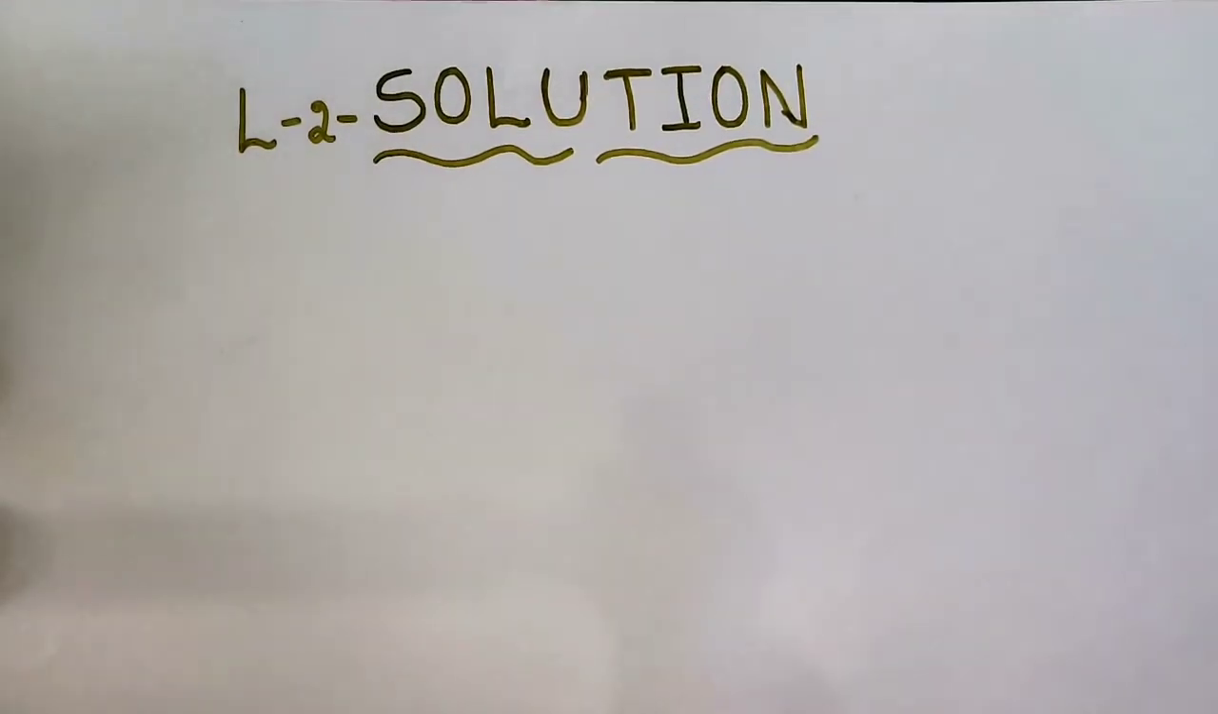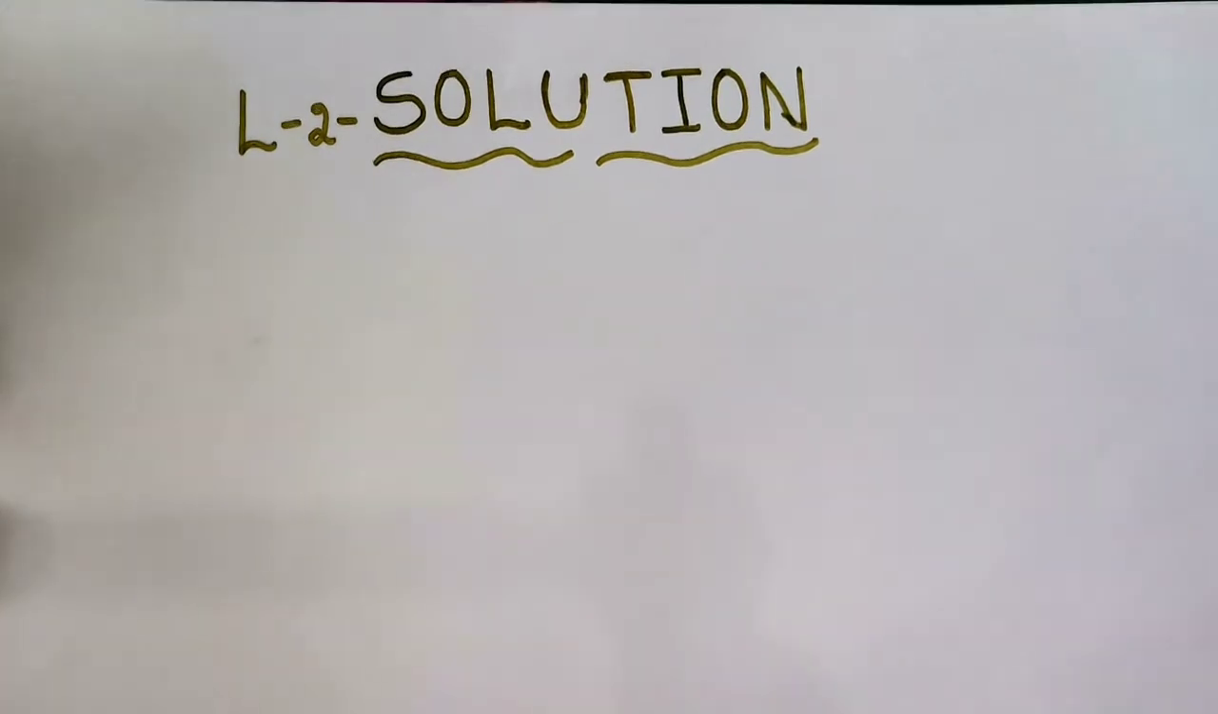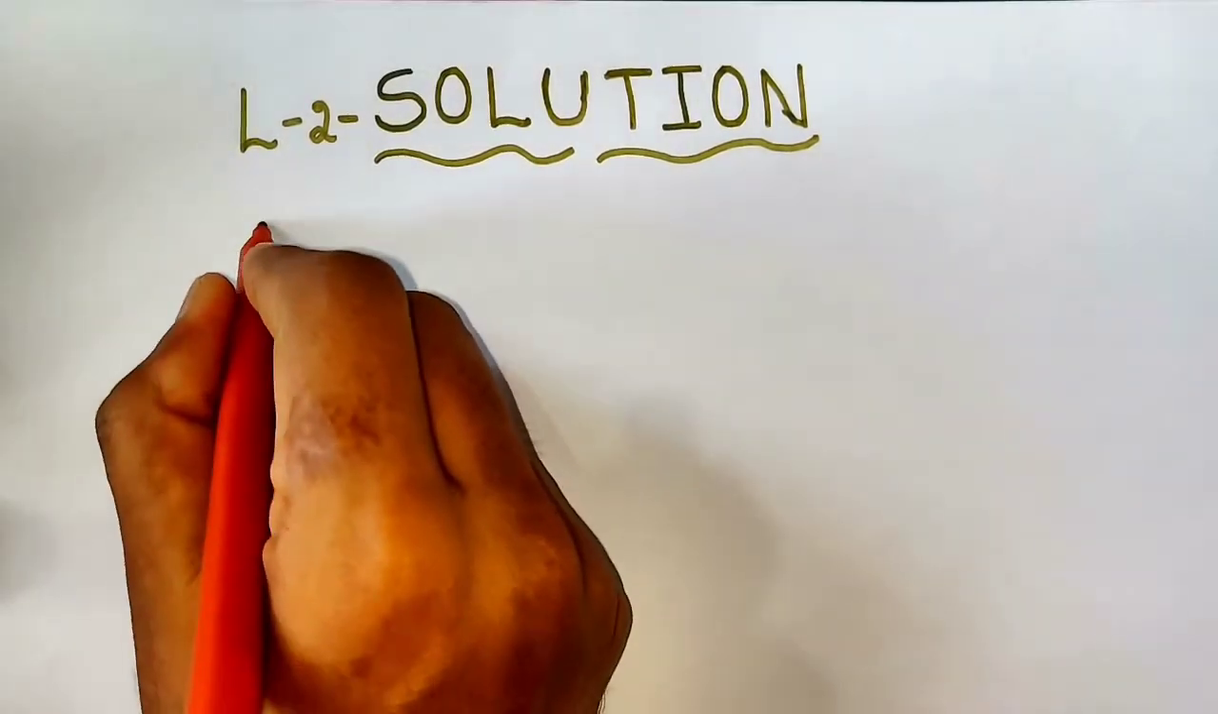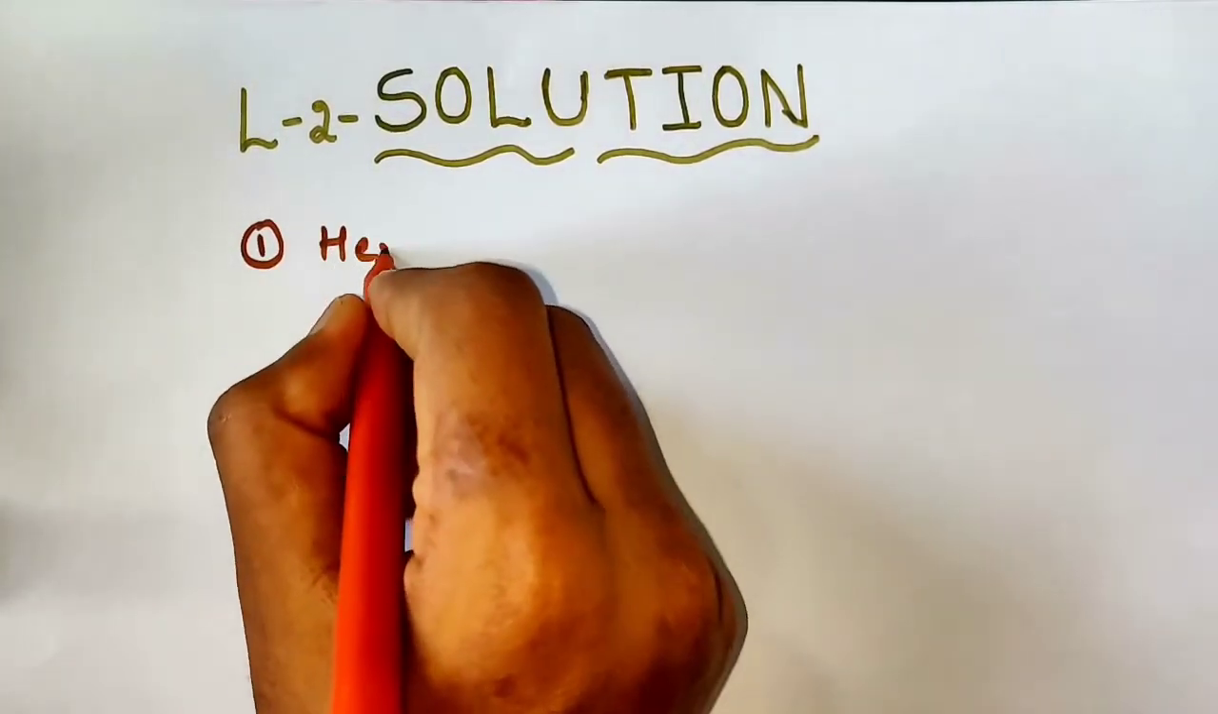In this class, we will discuss numericals from class 12 chemistry, lesson number 2, that is Solutions. Before starting the numericals, we should remember the formulas which we have learned from the lesson. So the first one we are going to discuss is Henry's law.